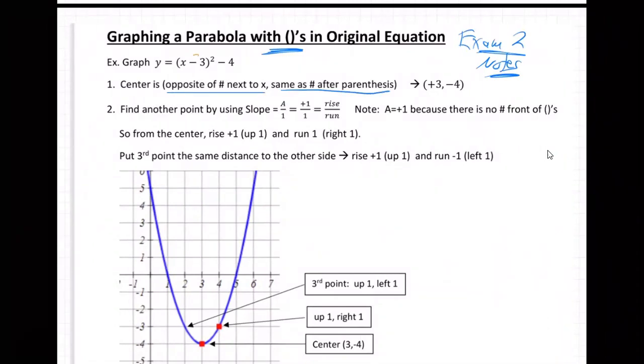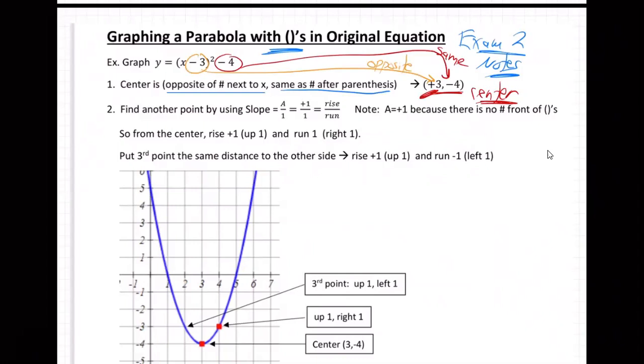See what I'm saying there? This -3, this +3, that's opposite. And then this -4, that's same. So this is the center, the vertex, the center of the U shape, the parabola. It's opposite, same, when it goes back to the equation, right? There's an x and a y. The x goes next to x, but it's opposite. The y goes next to y, but it's same. See that? So let's do that.